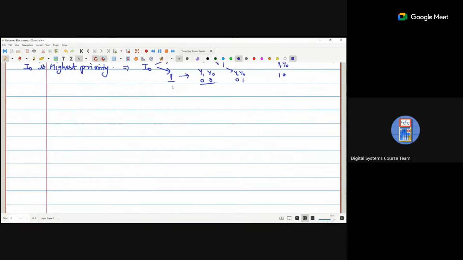Suppose for example we have I3 as the highest priority. So I3, I2, I1, I0, Y1, Y0. The simple encoder table is 0, 0, 0, 1, 0, 0; 0, 0, 1, 0, 0, 1; 0, 1, 0, 0, 1, 0; and 1, 0, 0, 0, 1, 1. Okay, that is the simple encoder.